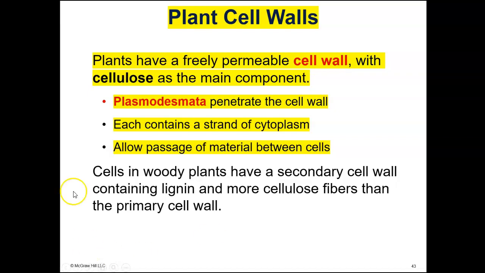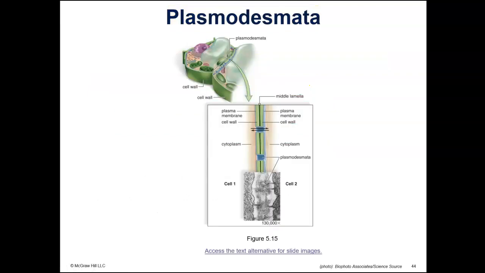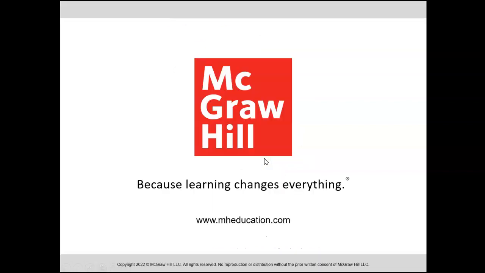There is a little bit of information about plant cell walls, and the connections between plant cells are called plasmodesmata, and they allow for water and other materials to pass from plant cell to plant cell. Here's a picture of those plasmodesmata. And that finishes up our Chapter 5 lecture.